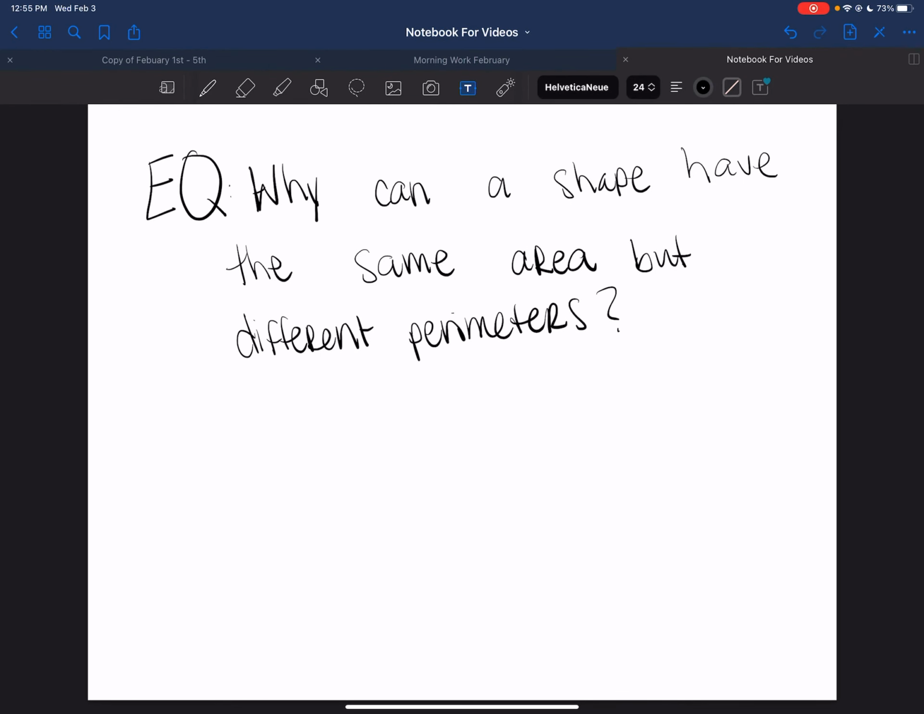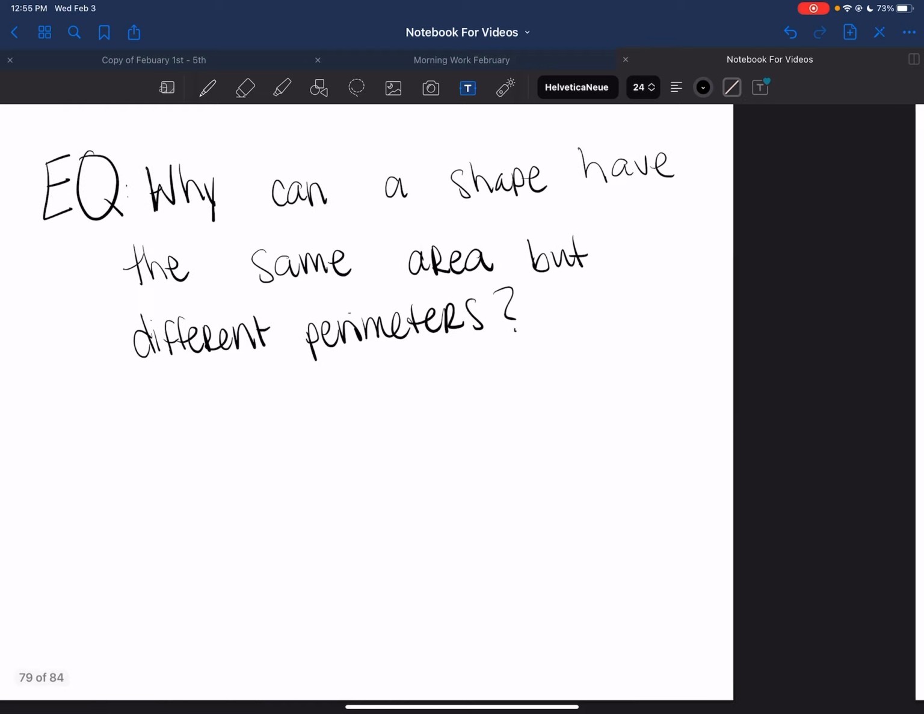This is going to be a video on working with shapes that have the same area but different perimeters, and we're going to be talking about why. So we have spent some time on this in class, but this is just a little review video in case you need some help. So the EQ is why can a shape have the same area but different perimeters?